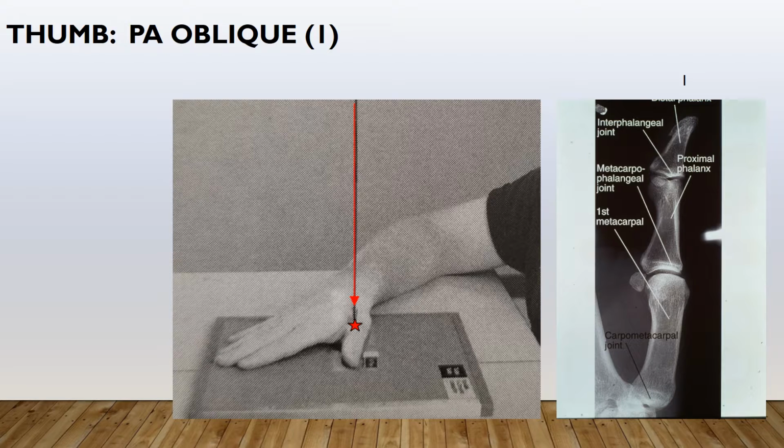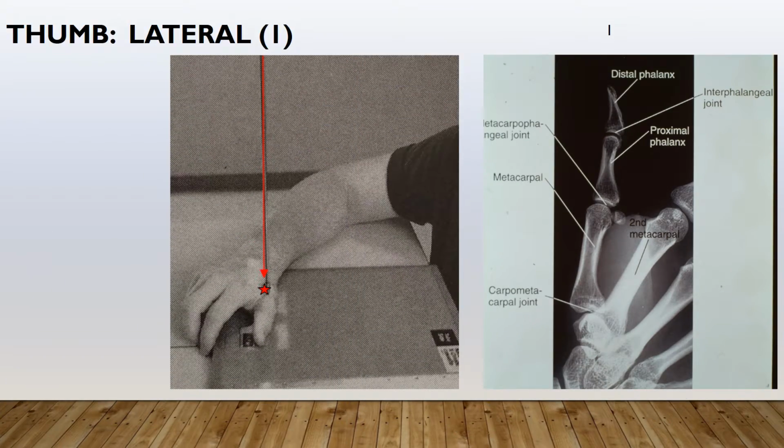Now when I go to take my oblique, I'm going to have the patient put their hand down. So now it becomes a PA oblique. And with the PA oblique, you're going to make sure that you're still centering at the metacarpal phalangeal joint. And you want to make sure that you put a number 1 on this x-ray. The easiest x-ray to take is going to be a lateral thumb x-ray. All you need to do is elevate the fingers and put the thumb so it's all the way on its side, and you're also going to be centering at the metacarpal phalangeal joint.